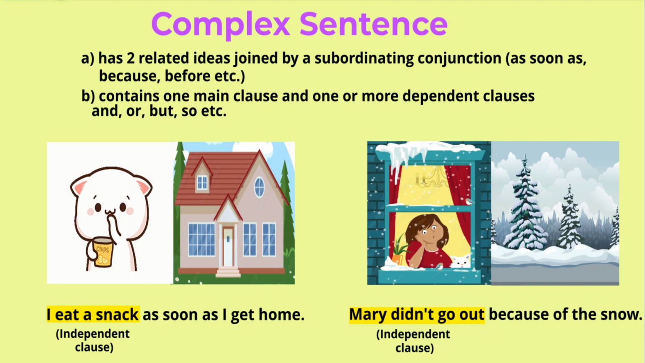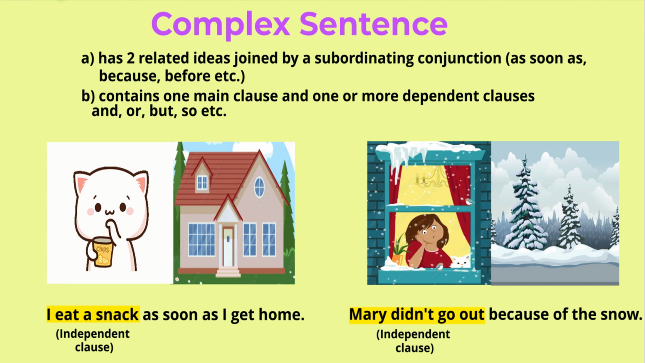The third one is the complex sentence. It has two related ideas joined by a subordinating conjunction like as soon as, because, before, etc. It contains one main clause, one independent clause, and one or more dependent clauses.